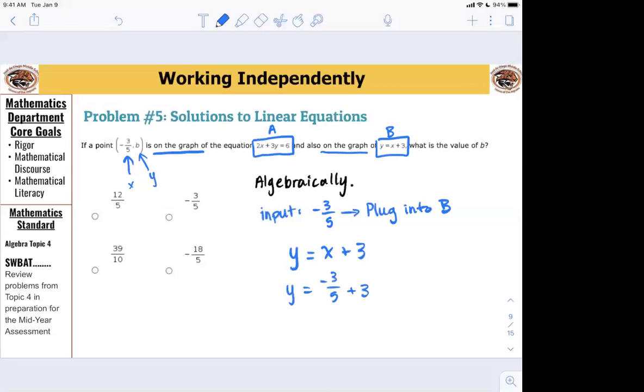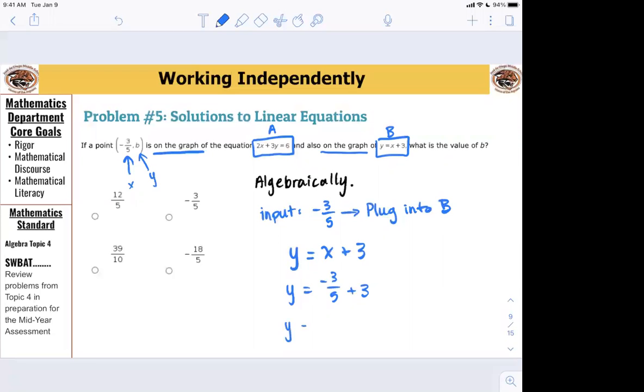And now I just need to add, but you know, we're adding a fraction and a whole number. So what do I need to do in order to add those two together? Multiply by the numerator? You're close, but not quite. You're on the right track. What do they have to have in common in order to add them together? Common denominator, right?